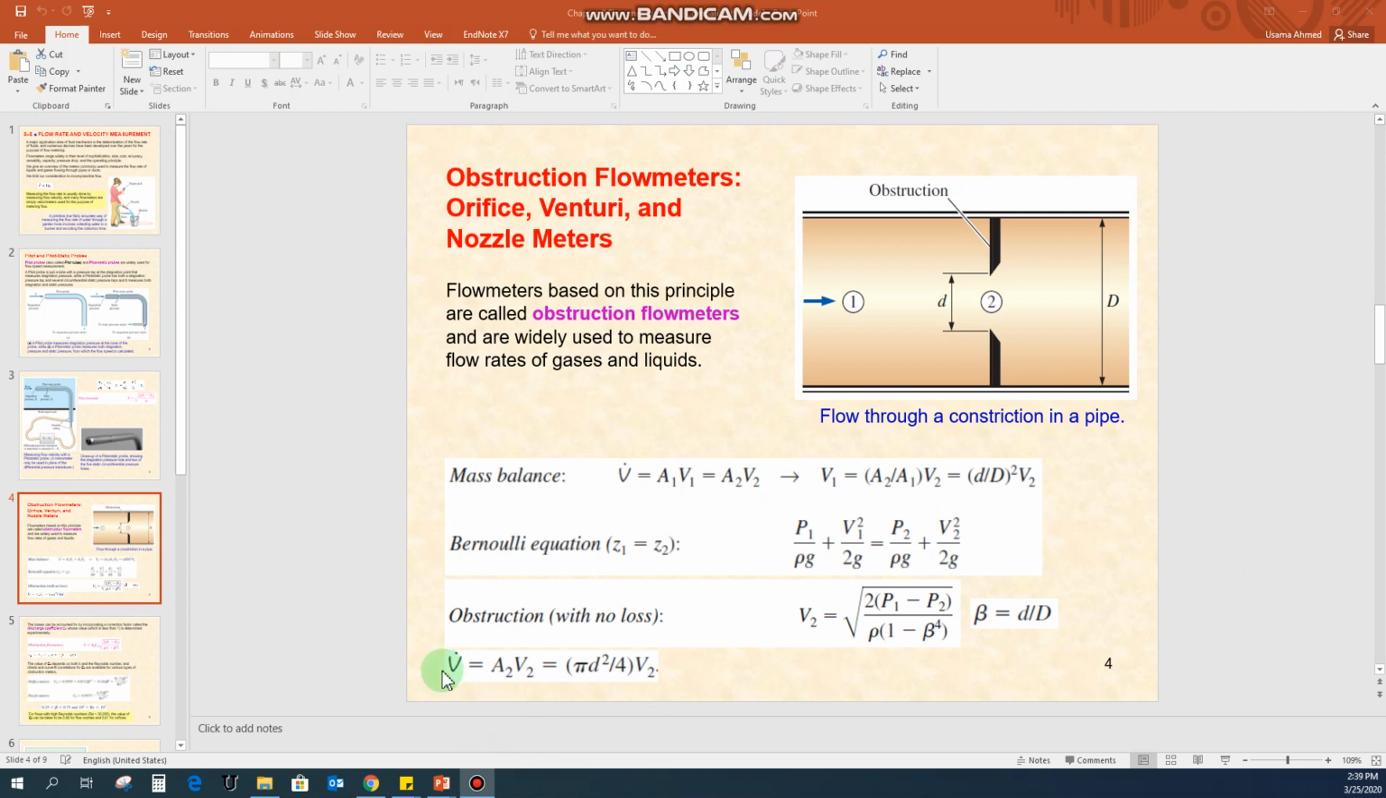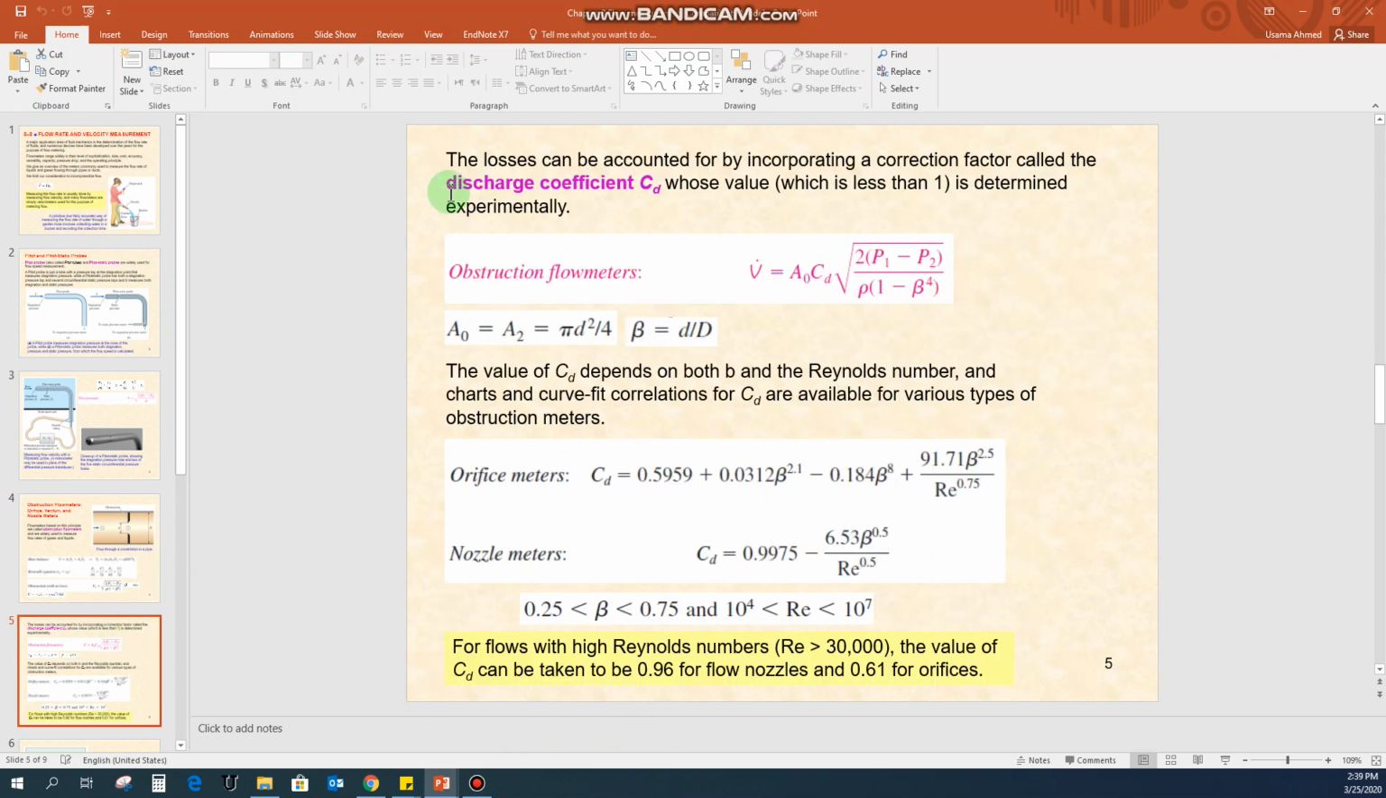So we can get the value for the volumetric flow rate, that is our aim. So we multiply the velocity of a fluid within this small cross-sectional area of the flow measuring device, and we multiply this one with the velocity of the fluid from this equation, and we get the value for the volumetric flow rate. Now, the losses can be accounted for by incorporating a correction factor called the discharge coefficient CD, whose value, which is less than 1, is determined experimentally.